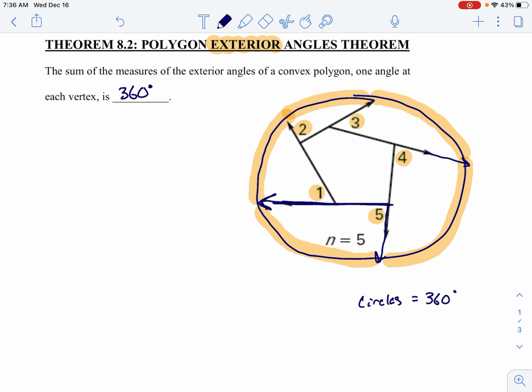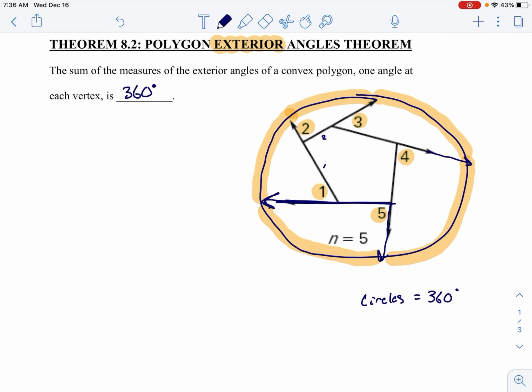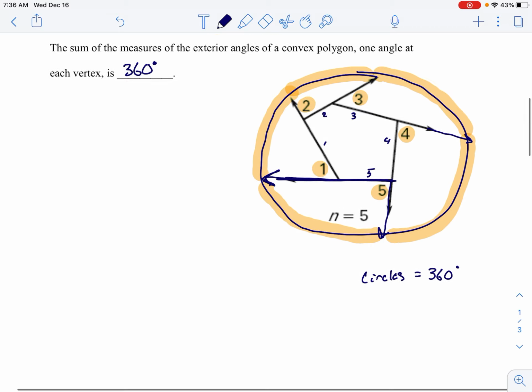Also, notice that n is 5. There's 5 exterior angles, and if we count them, there is 1, 2, 3, 4, 5 sides. So n is the number of sides, number of angles, and the number of exterior angles. N counts for a lot.